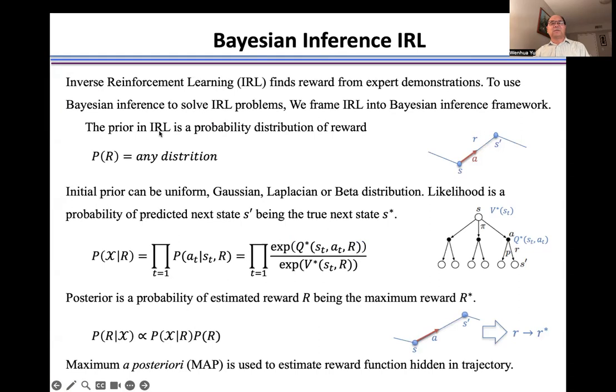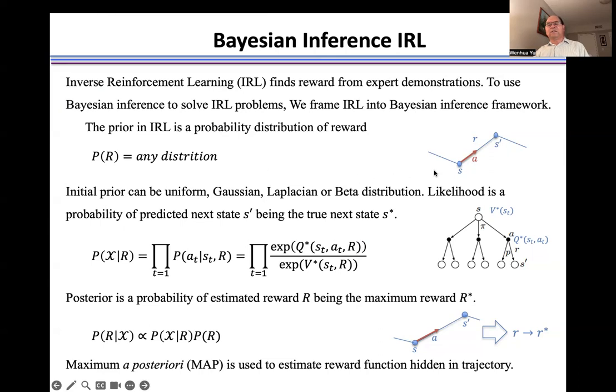The prior is a probability distribution of a reward function over the state action pairs. The initial prior can be any distribution, such as a uniform, if we don't know anything about the distribution of the reward function at the beginning, or it can be a specific function like a Gaussian, Laplacian, or beta.